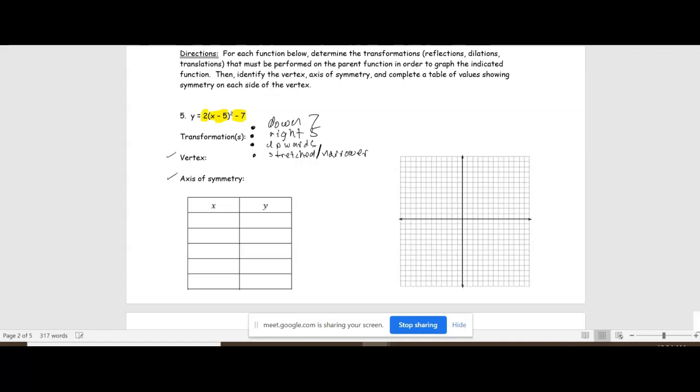All right. And then Nick, what do you think for the vertex, Nick? If I went right 5, down 7, would be comma, -5, -7, parentheses. Okay, like that? Yeah, like that. Okay.